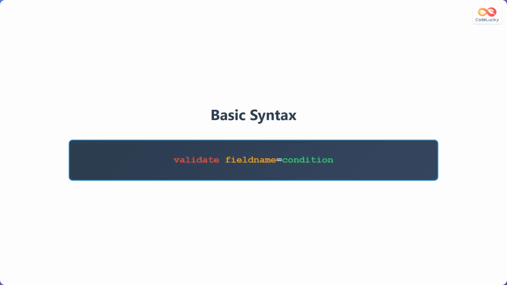The basic syntax for the validate command is straightforward. You start with the pipe symbol followed by the word validate, then specify the field name you want to test, followed by an equals sign and the condition you want to evaluate. This simple structure allows you to quickly set up validation rules for any field in your dataset. The condition can be any logical expression that evaluates to true or false.